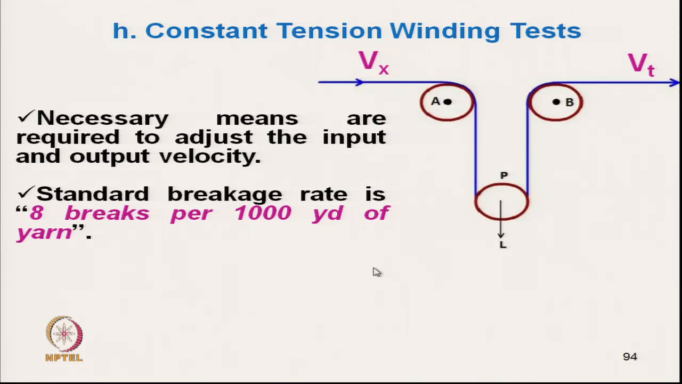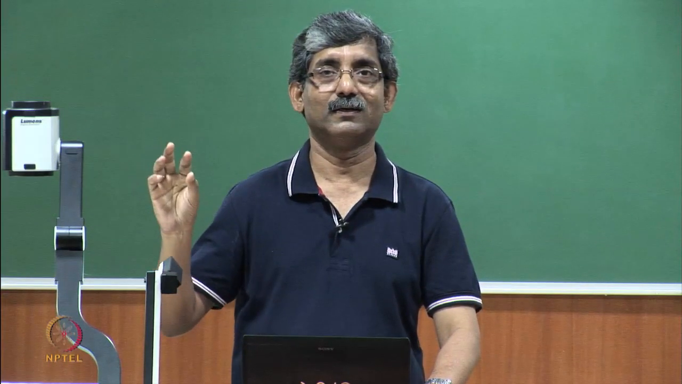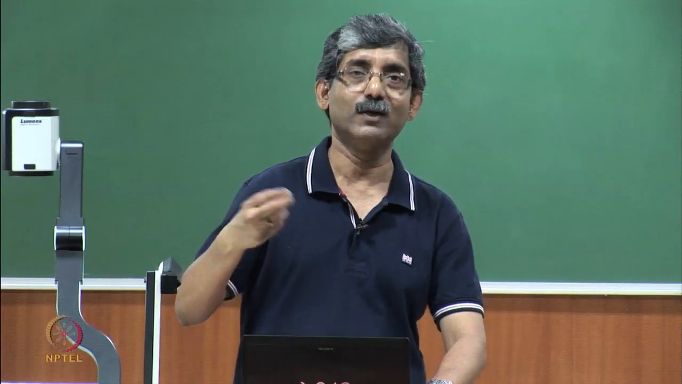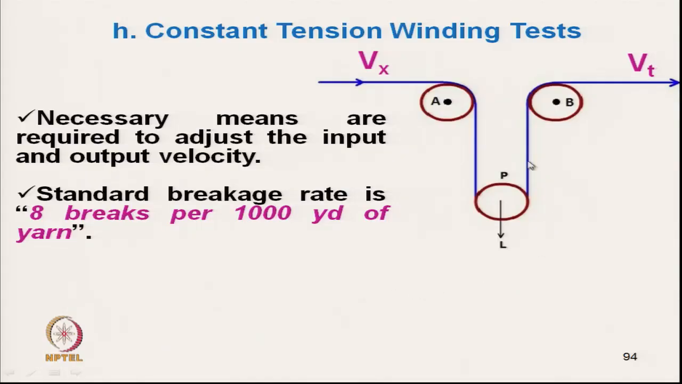of yarn. Now, if we know this standard breakage rate, then we can adjust this load, and that load will be the dynamic load of the yarn. Dynamic load of the yarn means at load say P, the yarn gives 8 breaks per 1000 yard. That means P is the dynamic load. If it gives more than that, then we have to reduce the load till we get this value. That means higher the value of P, better is the yarn.